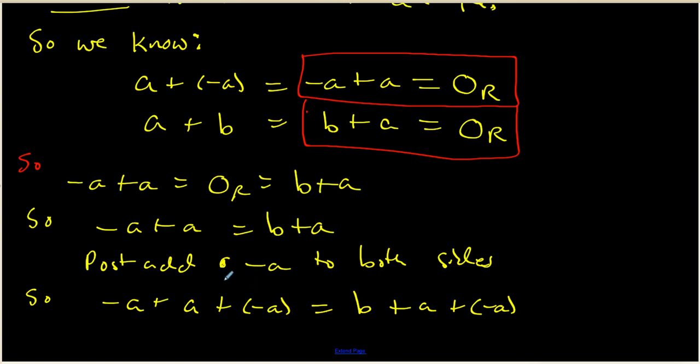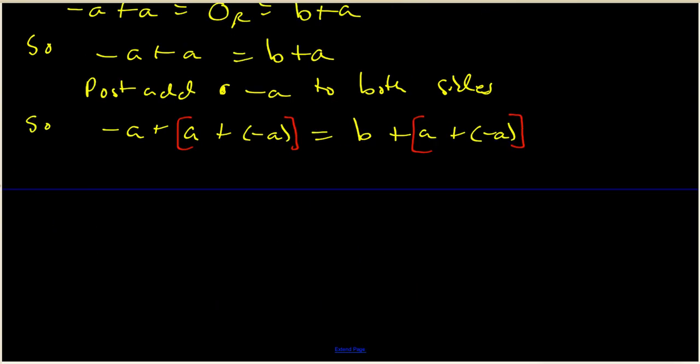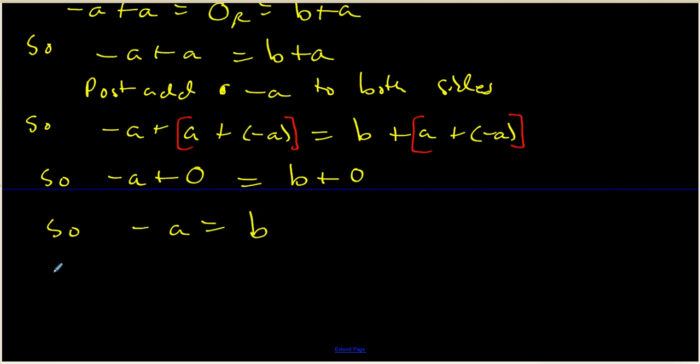Now I'm actually going to put in some parentheses because addition is associative. And when I put in those parentheses, I get the equation that says minus A plus 0 is equal to B plus 0. Well, that says minus A is equal to B, and that tells me that additive inverses are unique.